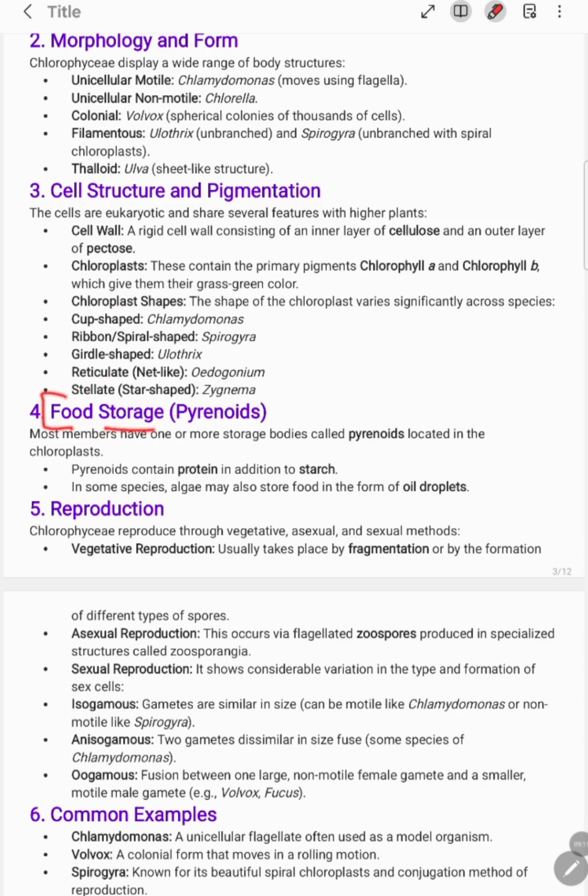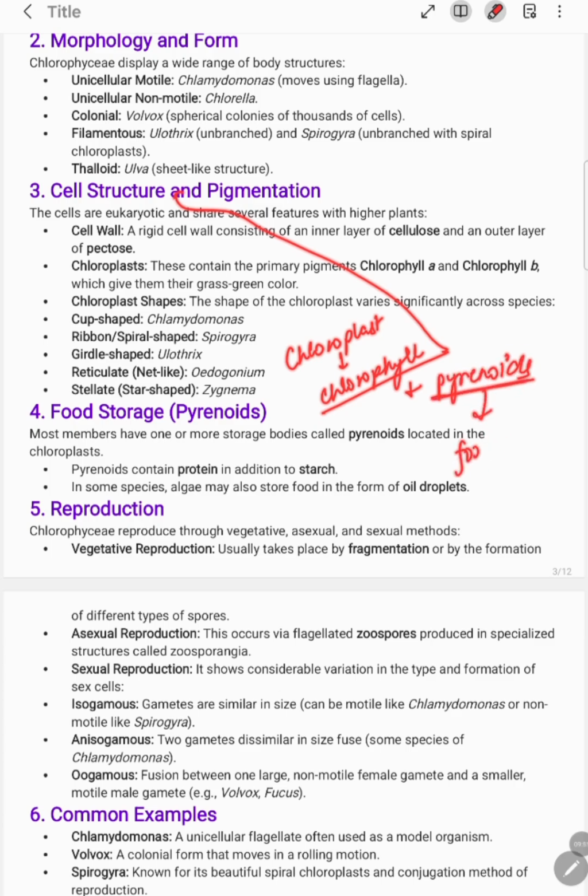Now the food storage. The reserve food material in the Chlorophyceae is the pyrenoid. Most members have one or more storage bodies known as pyrenoids, and these are located in the chloroplast. So in the chloroplast, what is present so far? Firstly, the chlorophyll pigment, which is responsible for photosynthesis and providing the grass green color to the Chlorophyceae members, plus they have the pyrenoids. This is the reserve starch form.